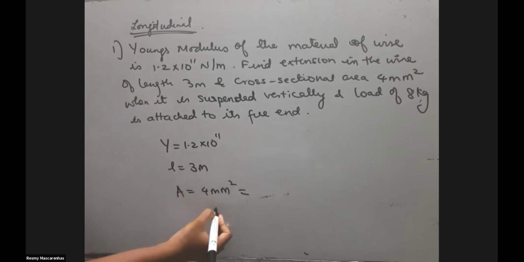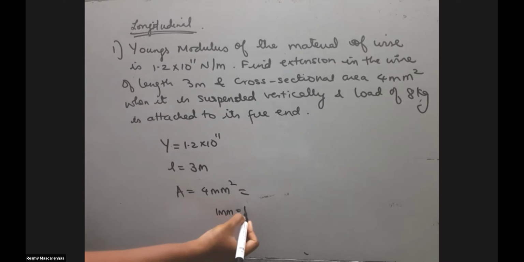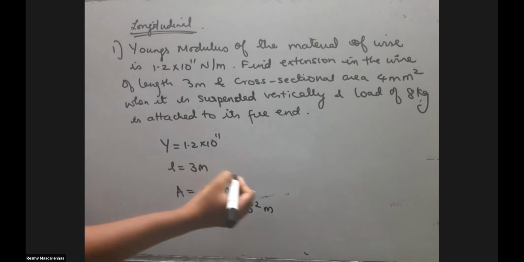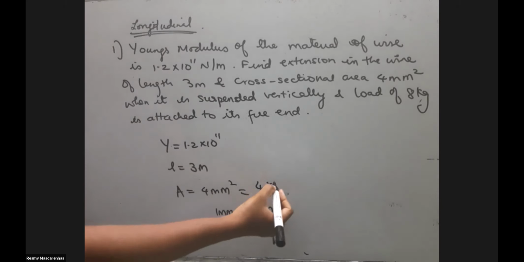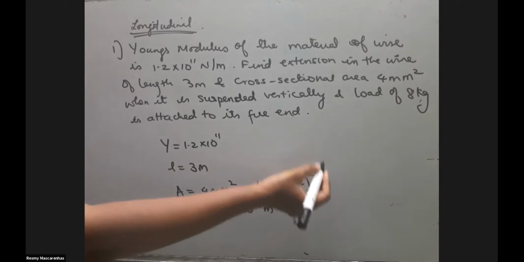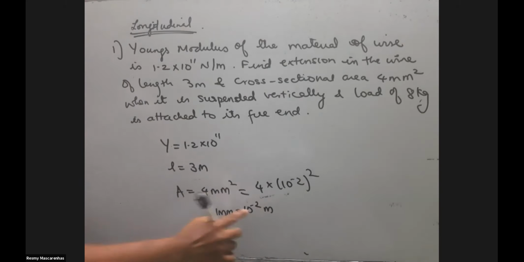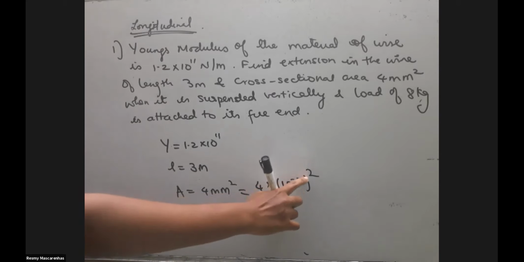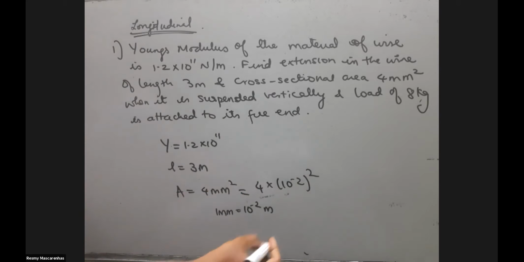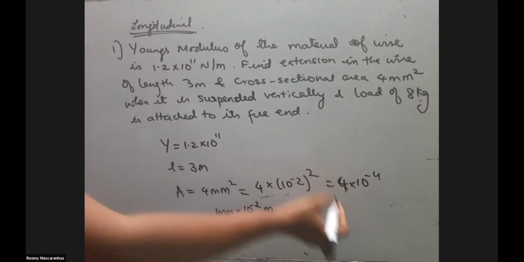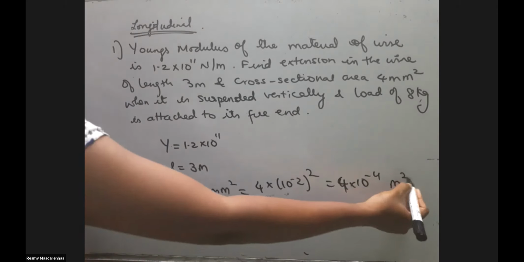You know that 1 millimeter is nothing but 10 raised to minus 3 meters. Now here again, this is square, so we have to square it. If it was just a millimeter length, then it would be 10 raised to minus 3, but this is area, so square means you have to square it. This will be 4 into 10 raised to minus 6 meter square.